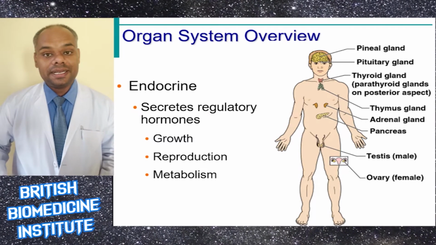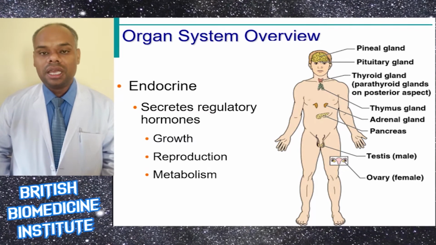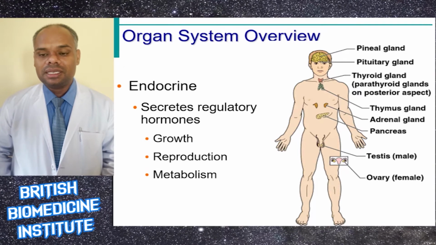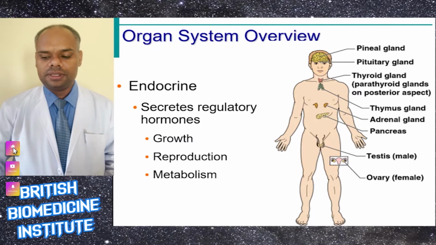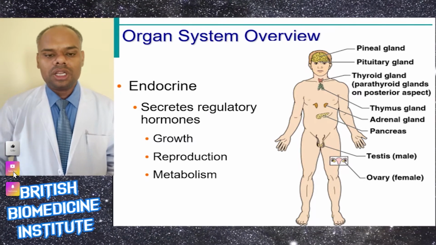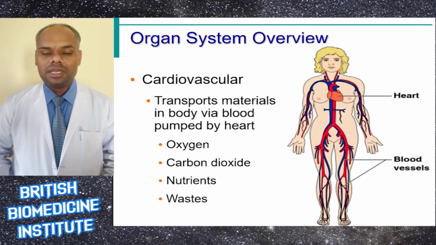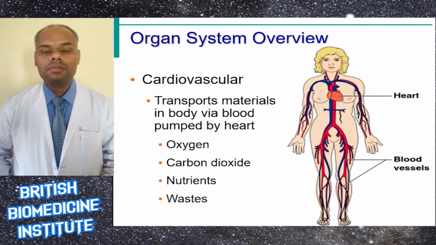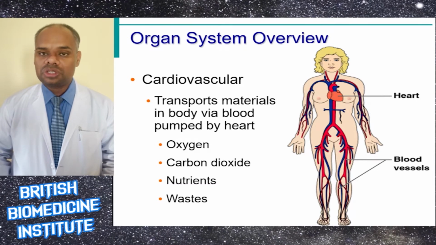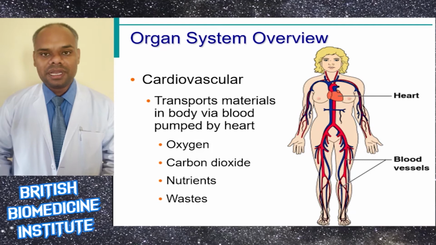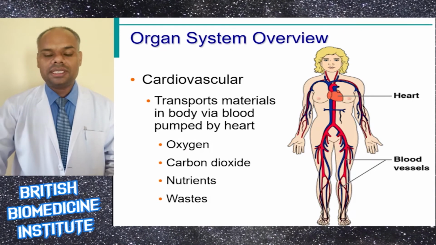There are various glands, like the pineal gland, pituitary gland, thyroid gland, thymus gland, adrenal gland, pancreas, testes and ovaries. The cardiovascular system helps in transfer of material in the body via blood pumped by the heart. It transports oxygen, expels carbon dioxide, takes in nutrients and removes waste material.